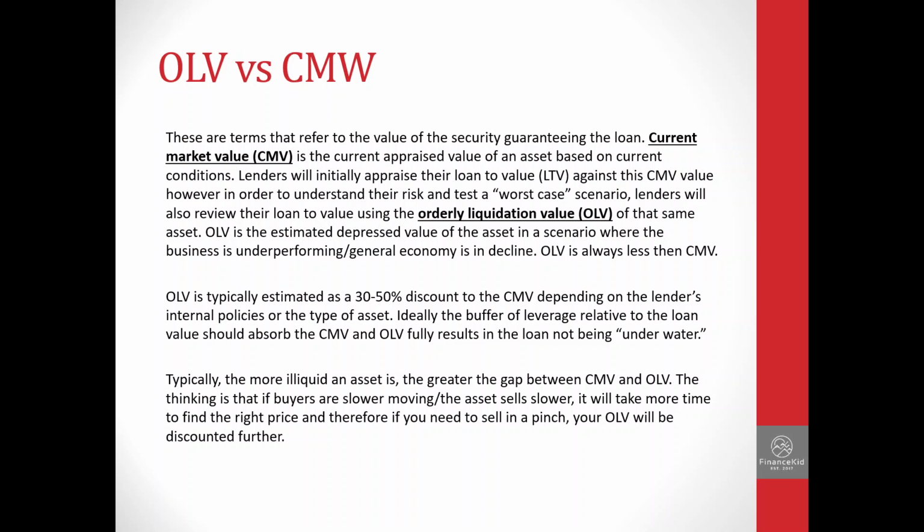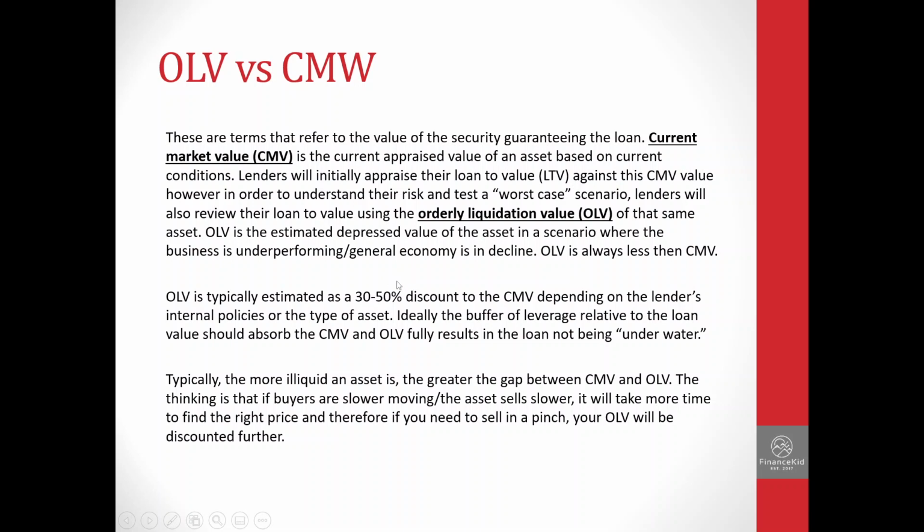Now, OLV, and I go back to this second paragraph here, is typically anywhere from 30 to 50% of the discounted CMV value. And so that factors in an additional buffer to make sure that the lender is protected. And so ultimately, the discount rate depends on the lender's internal policies. So for the bank that I worked at, we would mark down assets at a 50% discount and real estate at a 30% discount, simply because real estate would not fall by 50% in a lot of bad case scenarios.